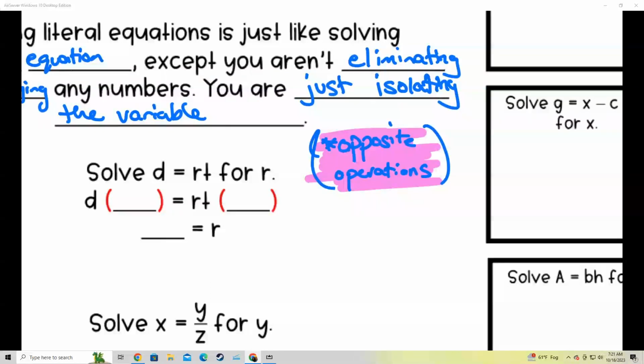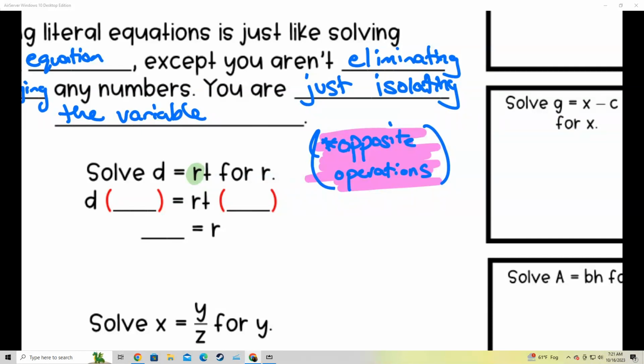So I want to solve d equals r times t for r. Let me go ahead and highlight that I want this r by itself. Right now, if I were to split this equal sign down the middle, r is not by itself. We're going to isolate the r. I need to get rid of that t. What's happening with that t? Well, I don't see an addition, a subtraction, a multiplication, or a division sign.